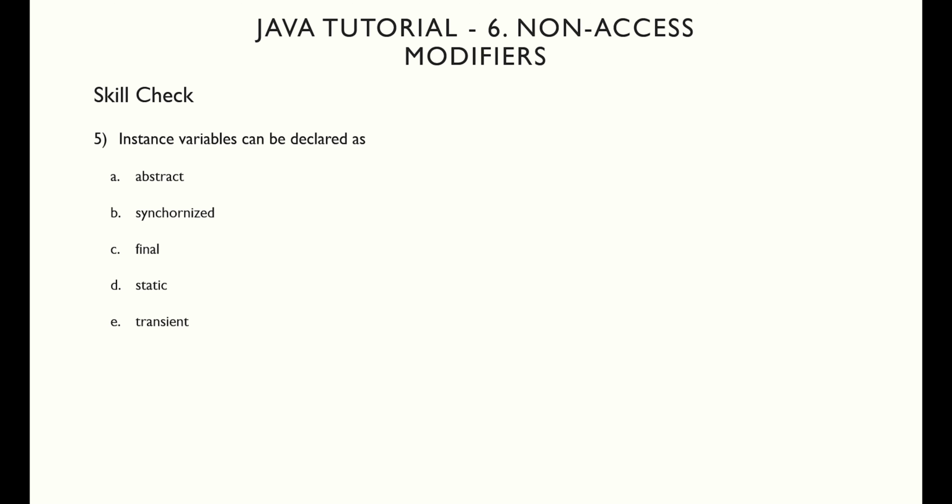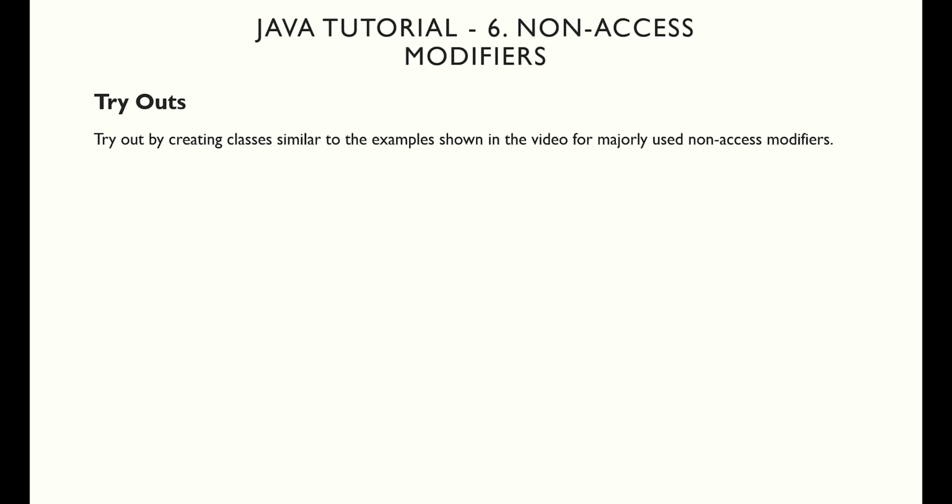Fifth, instance variables can be declared as. Options are given below. Try out by creating classes similar to the example shown in the video for majorly used non-access modifiers. Thanks for watching this video.